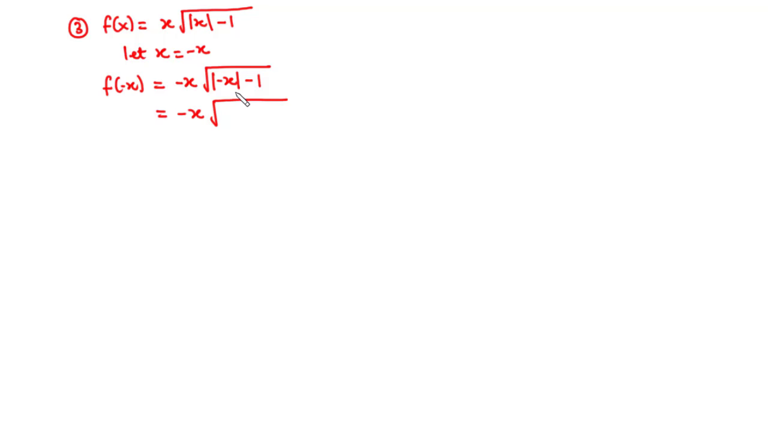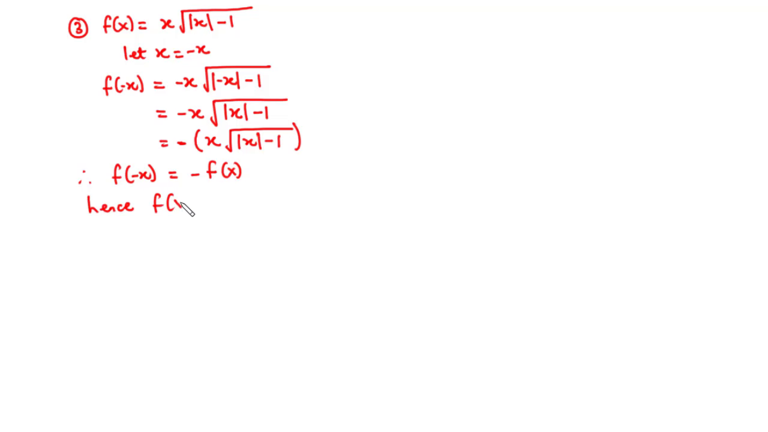So absolute value of negative x is equal to absolute value of x and then minus 1. So we simplify this as negative into brackets x times the square root of absolute value of x minus 1. And you realize that what's in the bracket is exactly what we have as f of x. Therefore, f of negative x is equal to negative f of x. Hence, f of x is an odd function. Now let's move on to question 4.